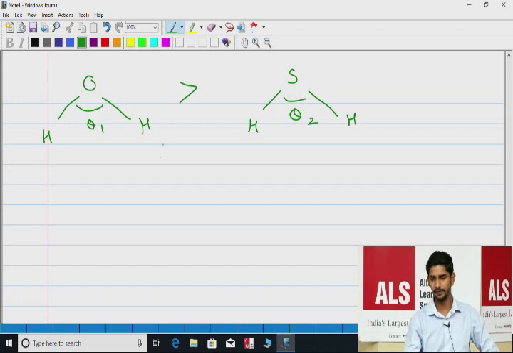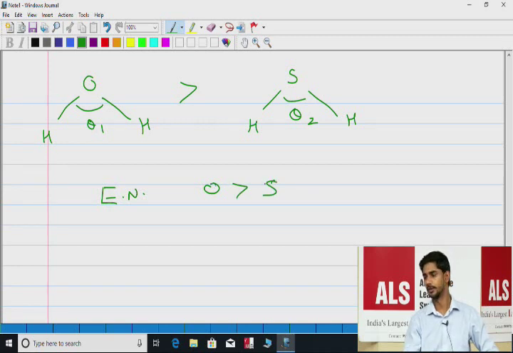Obviously, this one will have the higher value. Why? Because the electronegativity of oxygen is greater than sulfur. Okay, the electronegativity of oxygen is greater than sulfur. Now do this question.